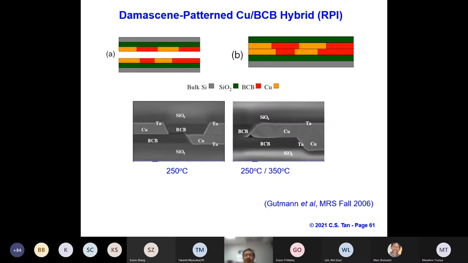This is again from RPI, Professor James Lu's group, whereby they are looking at a copper BCB hybrid, but they are really looking at whether they can use CMP to flatten the surface and control the dishing well enough that they can have bonding between copper to copper and BCB to BCB. Of course, you have to worry about good alignment in this case, and also the diffusion of copper into BCB. So that's something that you really have to think about.